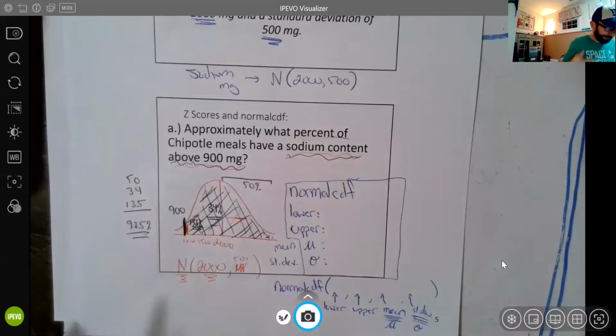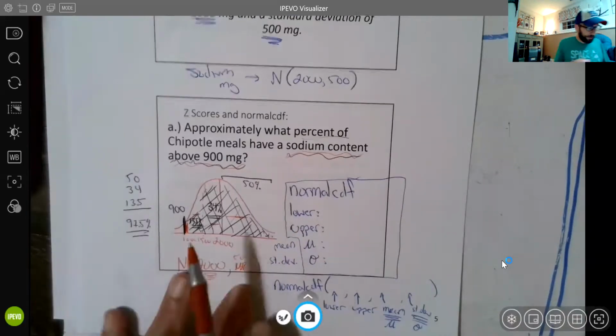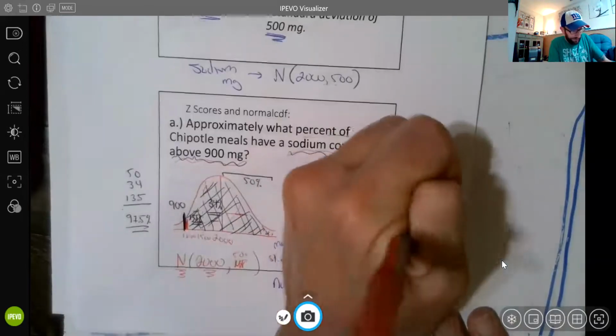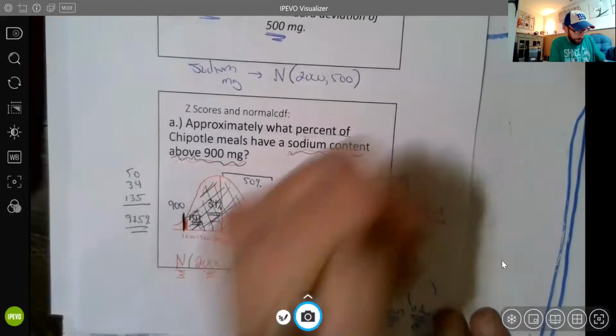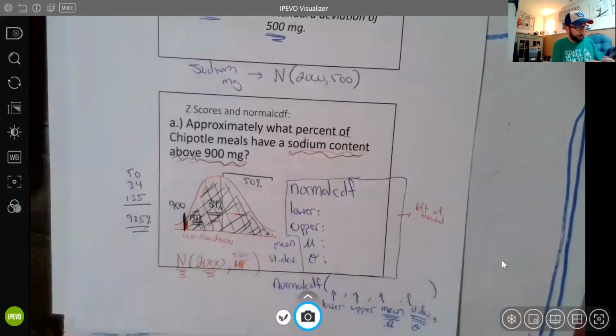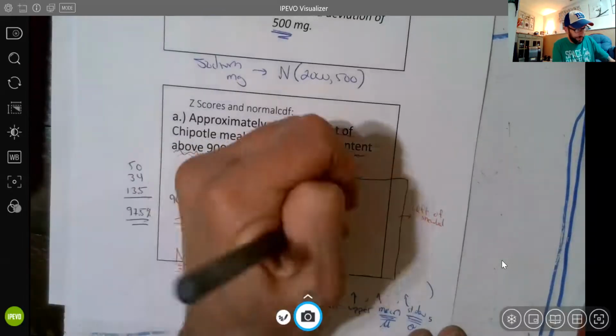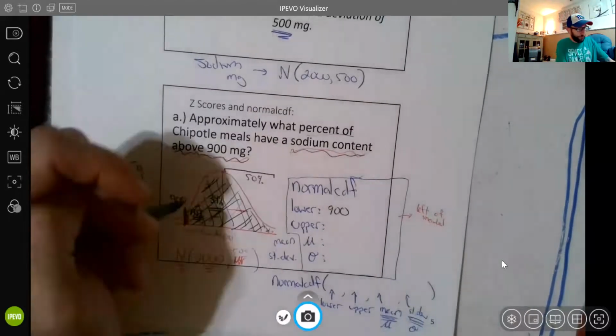So far, we've got a lot of stuff. Now we need to think about what each of these represents. The lower bound is essentially the left side of the shaded region. So our lower bound is that black 900 right here. That's the left side of the area that we shaded, that we're trying to find, the percent of Chipotle meals with sodium over 900.